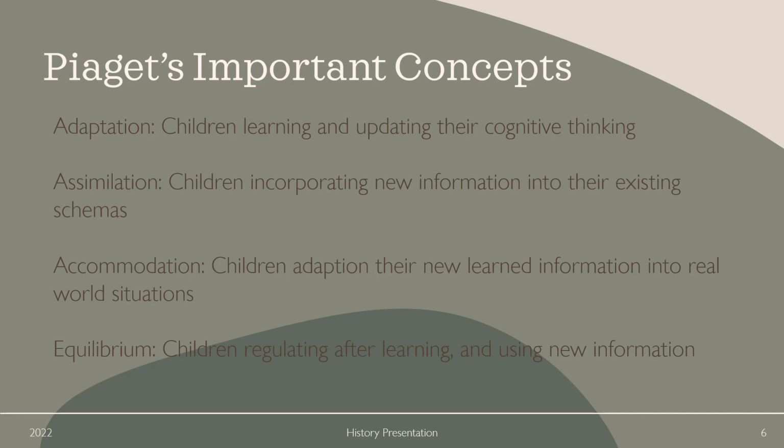And the last one is equilibrium. That is children regulating after learning and using the new information. Jean Piaget says that children always strive to be at an equilibrium. When you are learning something new and using that, they're at a disequilibrium, which means they are a little bit out of whack and they just want to get back to having their steady set things of learning. So they want to regulate the things that they've learned and the things they're using. So it's not really new to them anymore. It's just adjusting, things like that.